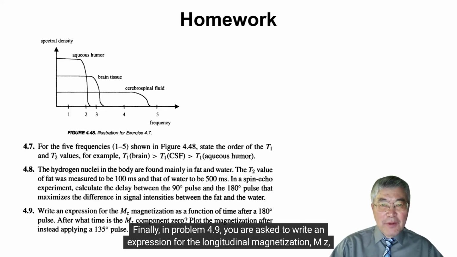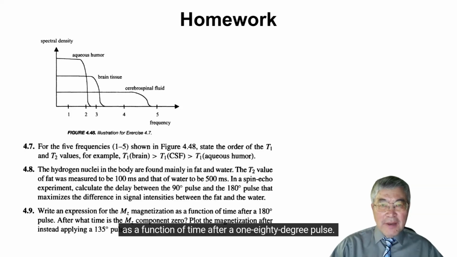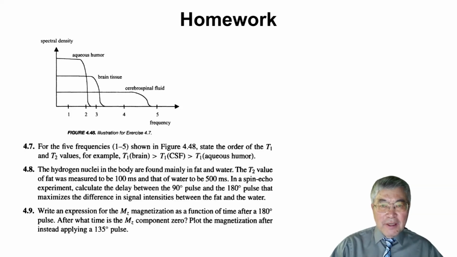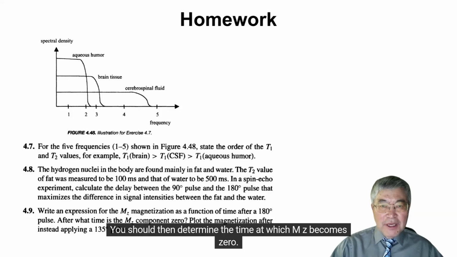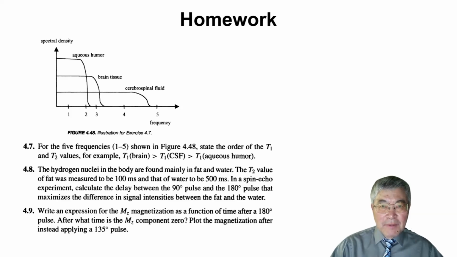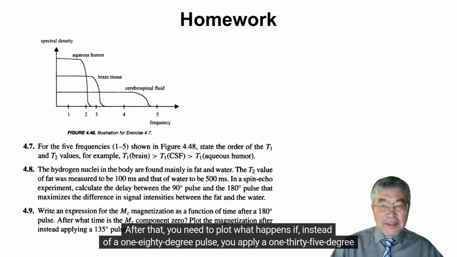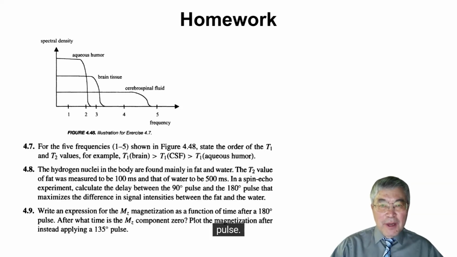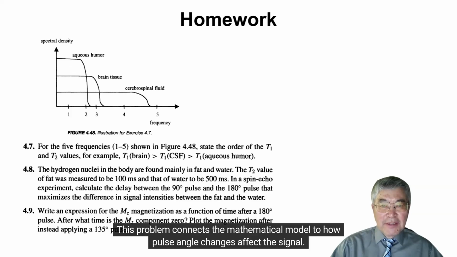Finally, in problem 4.9, you are asked to write an expression for the longitudinal magnetization mz as a function of time after a 180-degree pulse. You should then determine the time at which mz becomes 0. After that, you need to plot what happens if, instead of a 180-degree pulse, you apply a 135-degree pulse. This problem connects the mathematical model to how pulse angle changes affect the signal.